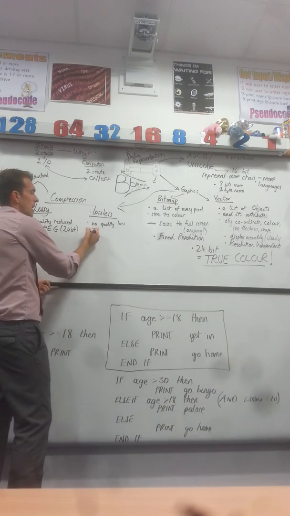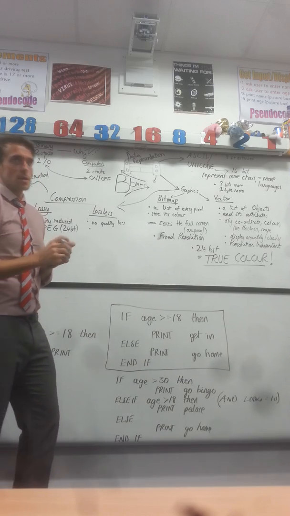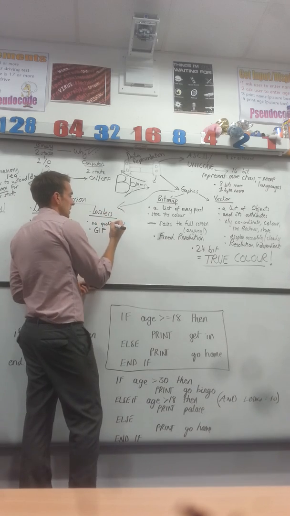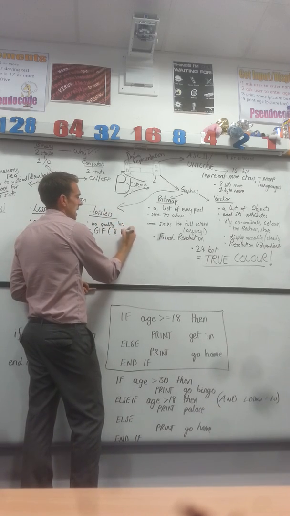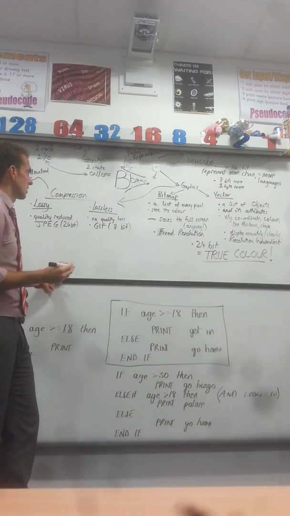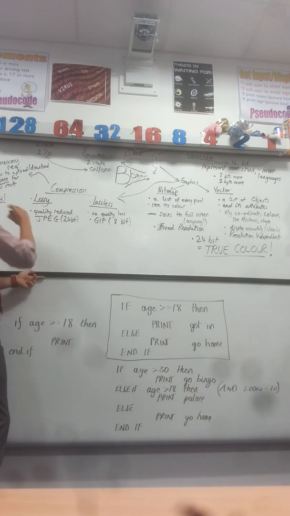What was the other one? GIF. We'll talk about that one in a second. GIF, for the purposes of the exam, is 8-bit colour depth. Just pretend that it's true, because you can get 24-bit GIFs and whatever else as well. They tend to be for animated GIFs and so on.